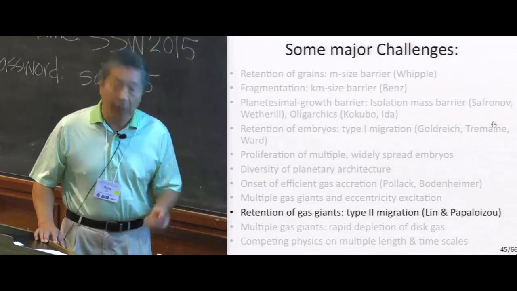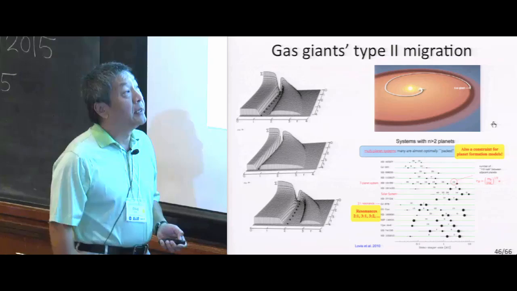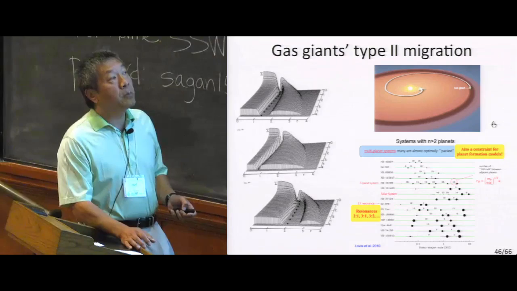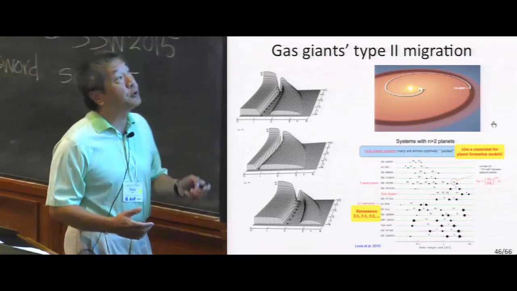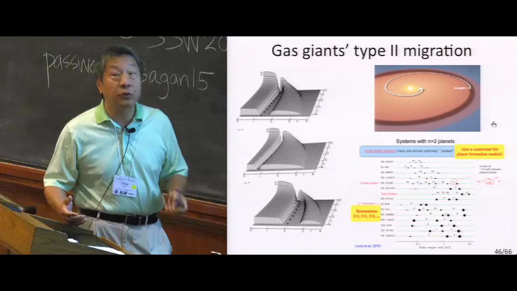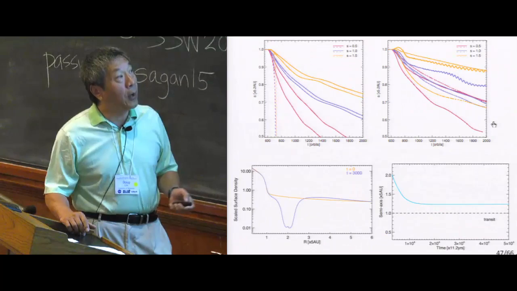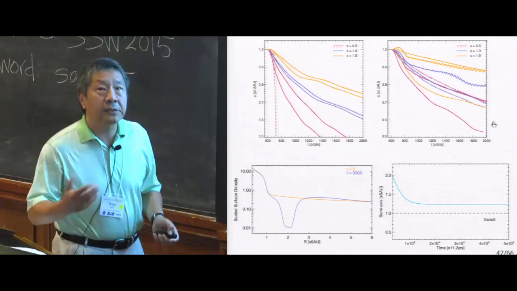Retention of gas giants. We heard about type 2 migration. We heard a lot of discussion of the uncertainty that some people have raised, including Willy Kley, and this migration can lead to resonant captures. And the idea of migration is that once they open up a gap, their migration may be locked to the evolution of the disk. However, the evolution of this may have different viscosities. So it depends on the surface density distribution of this viscosity.